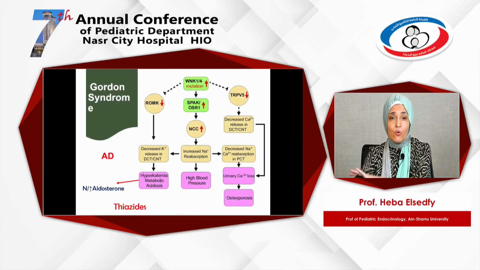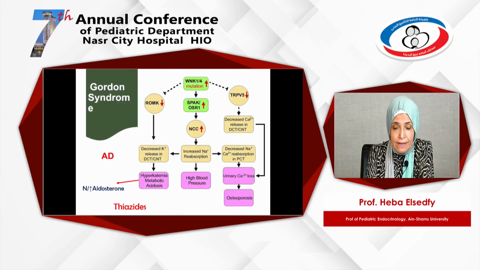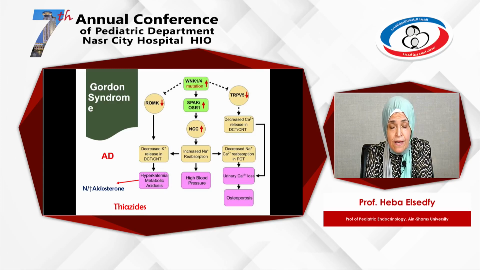The second syndrome is Gordon syndrome. In Gordon syndrome, there is mutation in the WNK1 or WNK4 genes. They will affect three channels in the distal nephron. The first is the sodium chloride cotransporter. It will increase the activity of the sodium chloride cotransporter, and accordingly, there will be increased sodium reabsorption and hypertension. It will also decrease the activity of the renal outer medullary potassium channel, resulting in decreased potassium excretion and hyperkalemia.